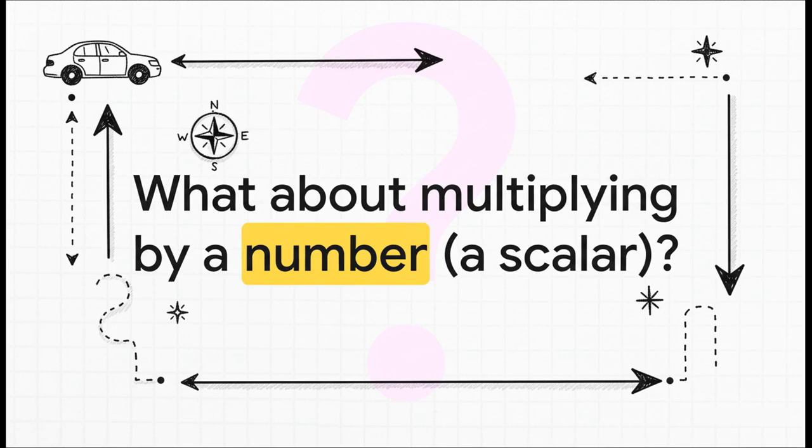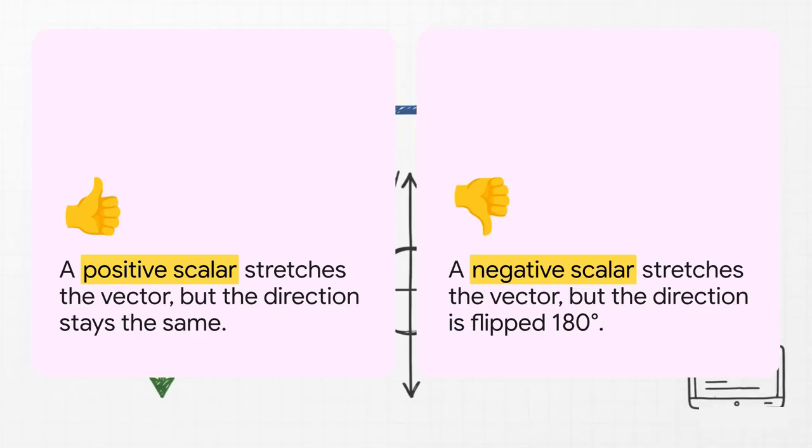So, we can add vectors, but what else can we do? Well, what happens when you multiply a vector by a plain old number, a scalar? This is super intuitive. You multiply a vector by, say, 2, it just gets twice as long, but it keeps pointing the exact same way. But multiply it by a negative number, like -2, and something really cool happens. It still gets twice as long, but it completely flips around, a full 180 degrees in the opposite direction.